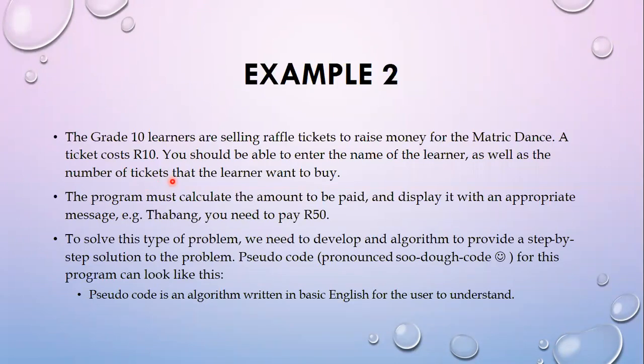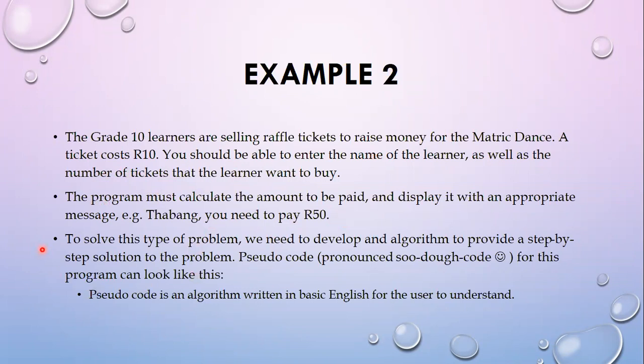So we've got 2 inputs. Input 1 is the learner's name. The second input is how many tickets. And what is my calculation probably going to be? I'm going to have to calculate how much it costs. So the program must calculate the amount to be paid and display it with an appropriate message. For example, Tabang, you need to pay 50 Rand.